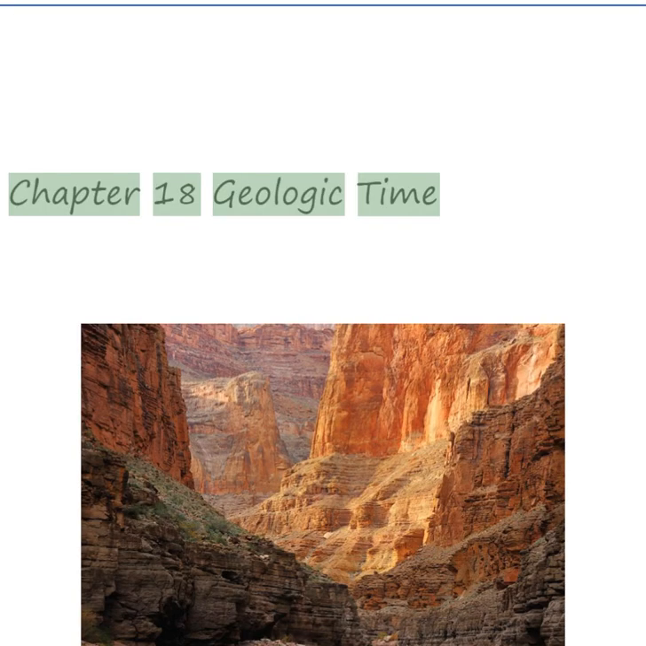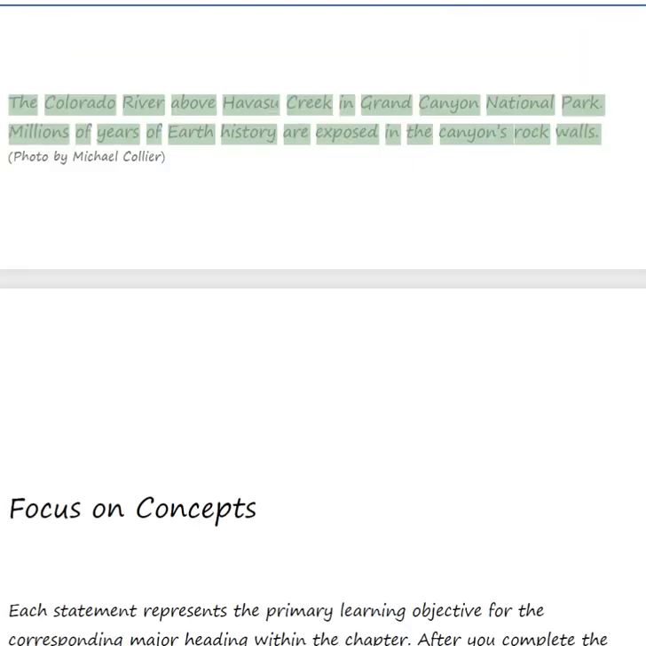Chapter 18, Geologic Time. The Colorado River above Havasu Creek in Grand Canyon National Park. Millions of years of Earth history are exposed in the canyon's rock walls.